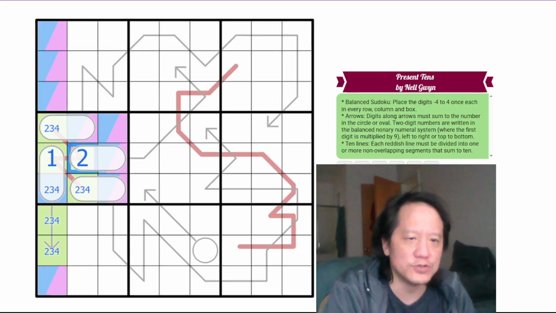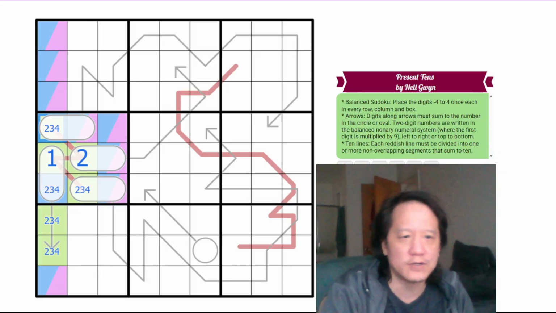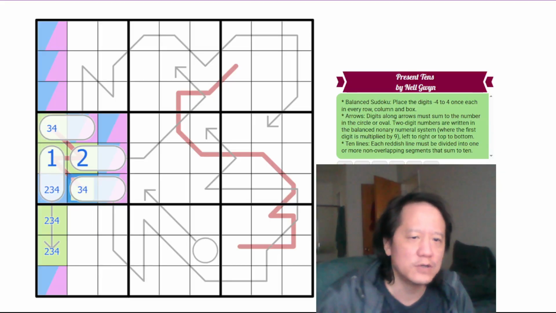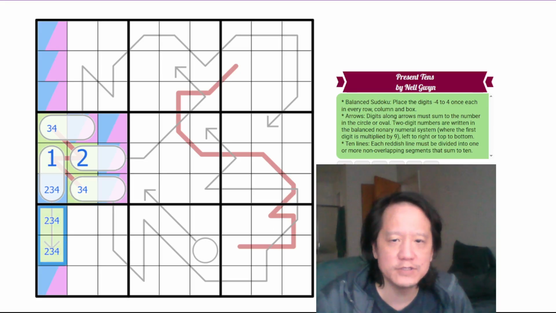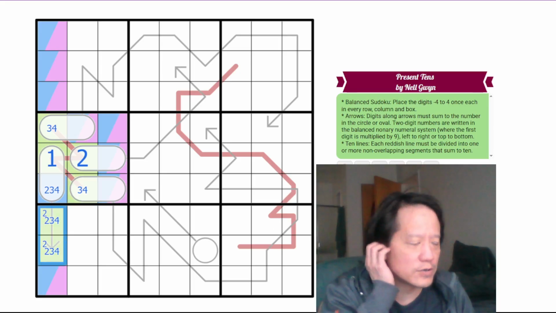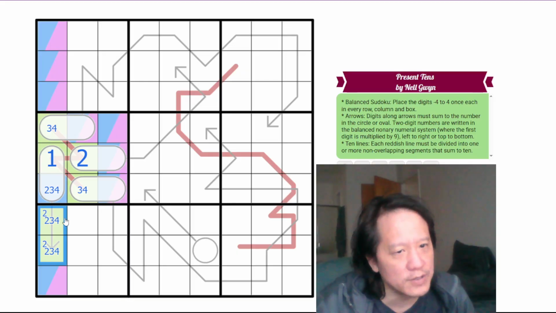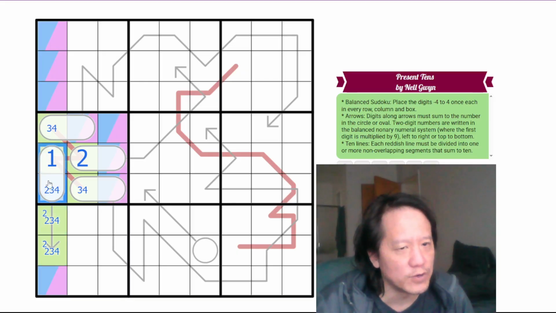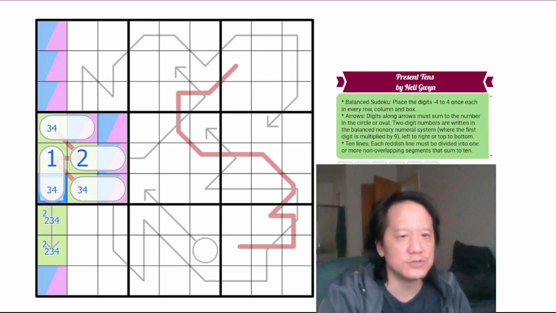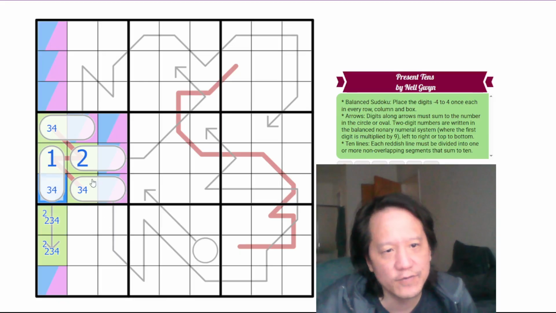So this is 2, which means this cannot be 2 here. This is 3 and 4. Therefore, we have a guaranteed 2 here. So it's either 2, 3, which adds up to 5, which would be 9 minus 4, or it's 2, 4, which makes this not 2. So this is 3, 4 negative.